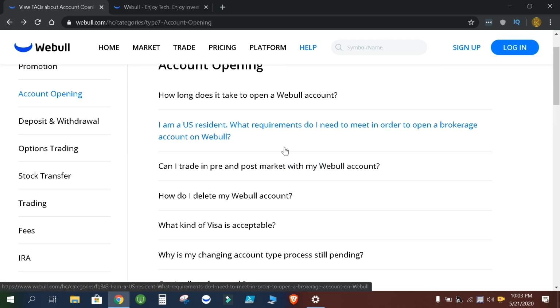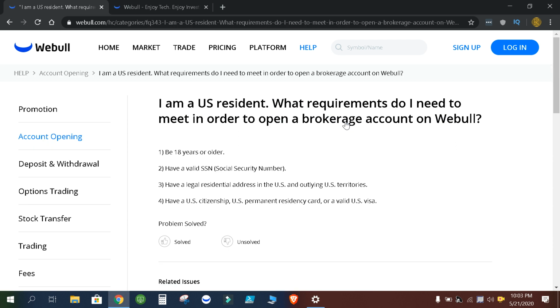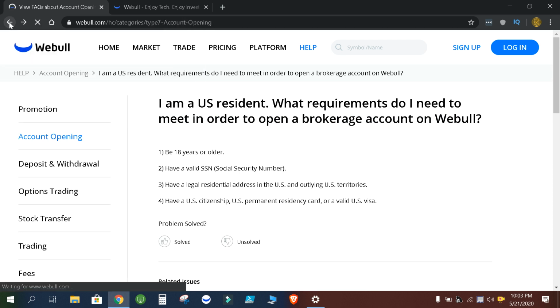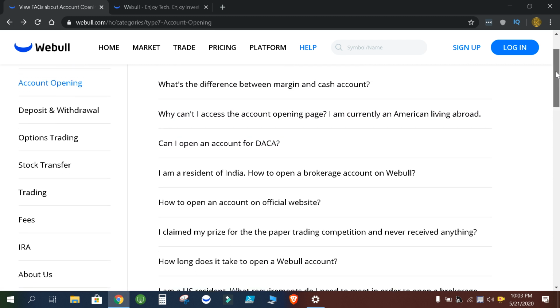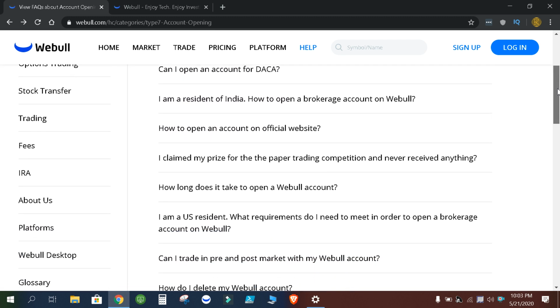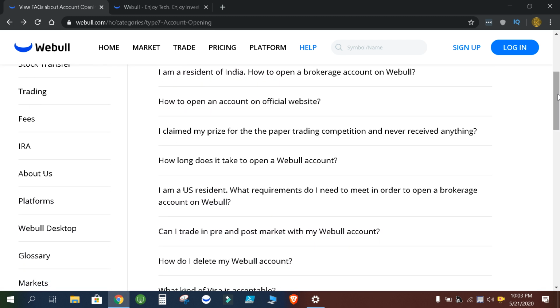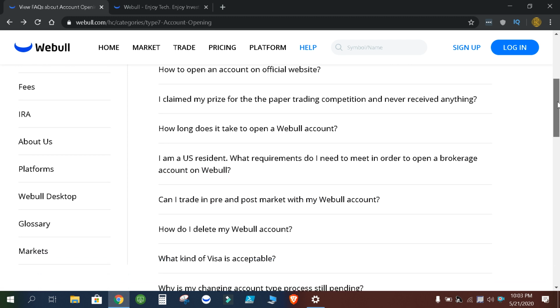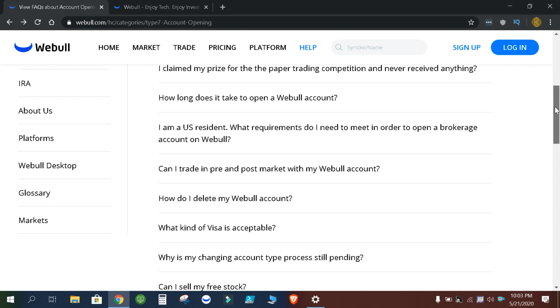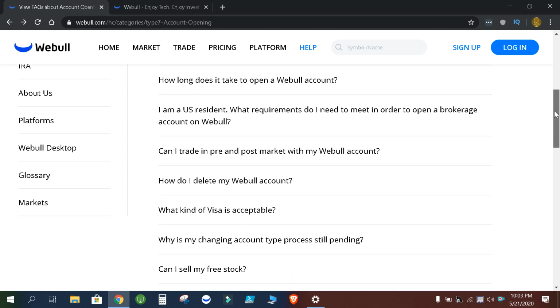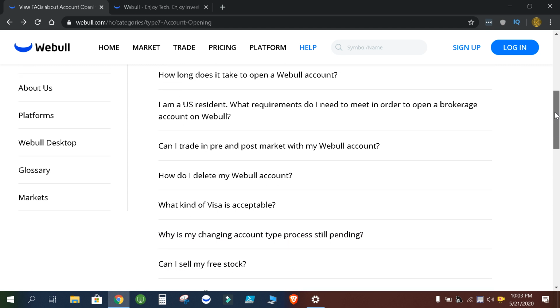All right, as a U.S. citizen, what requirements do you need to meet in order to open a brokerage account? If you have a driver's license, a Social Security number, and are over 18 years of age, you will get an account opened. A lot of this stuff is pretty straightforward. I'm not going to spend a lot of time on the account opening categories because it's kind of self-explanatory. Let's see if there's anything else I've gotten a lot of questions on that I could go over before I move on.